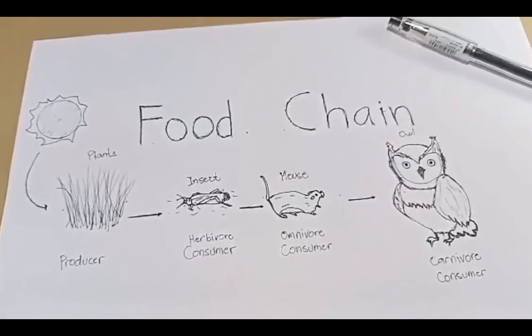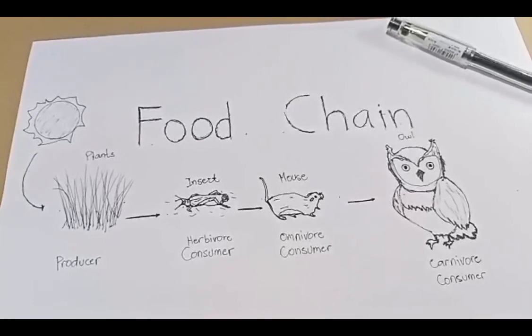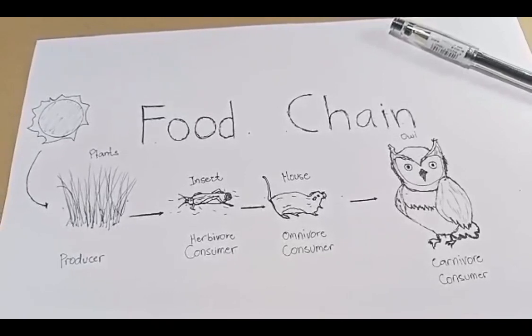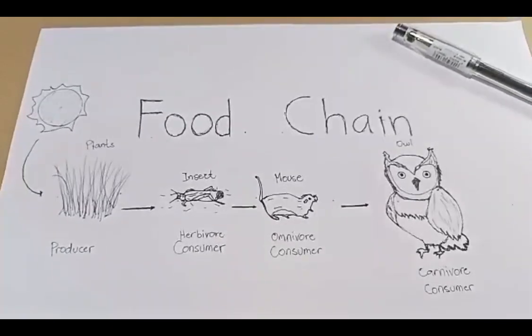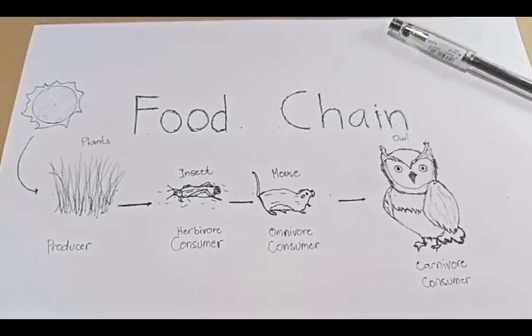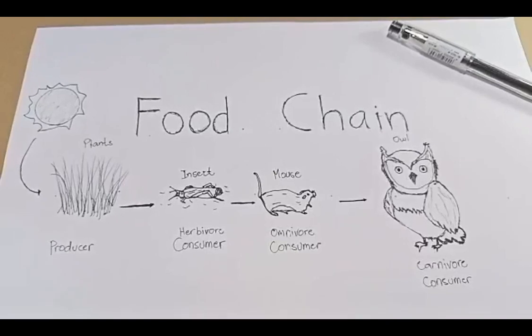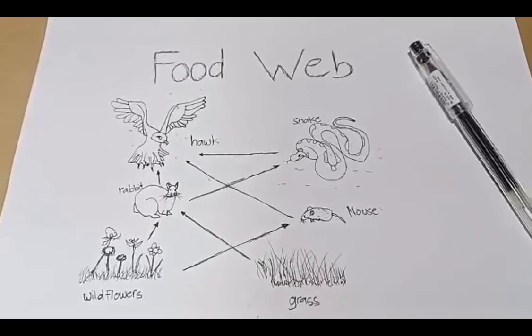Before I forget, when creating a food chain, the direction of the arrow is very important. The arrow always points in the direction the energy is going. A food chain is a very helpful way to show how energy is transferred from the sun to the living things. So let's proceed to the food web.